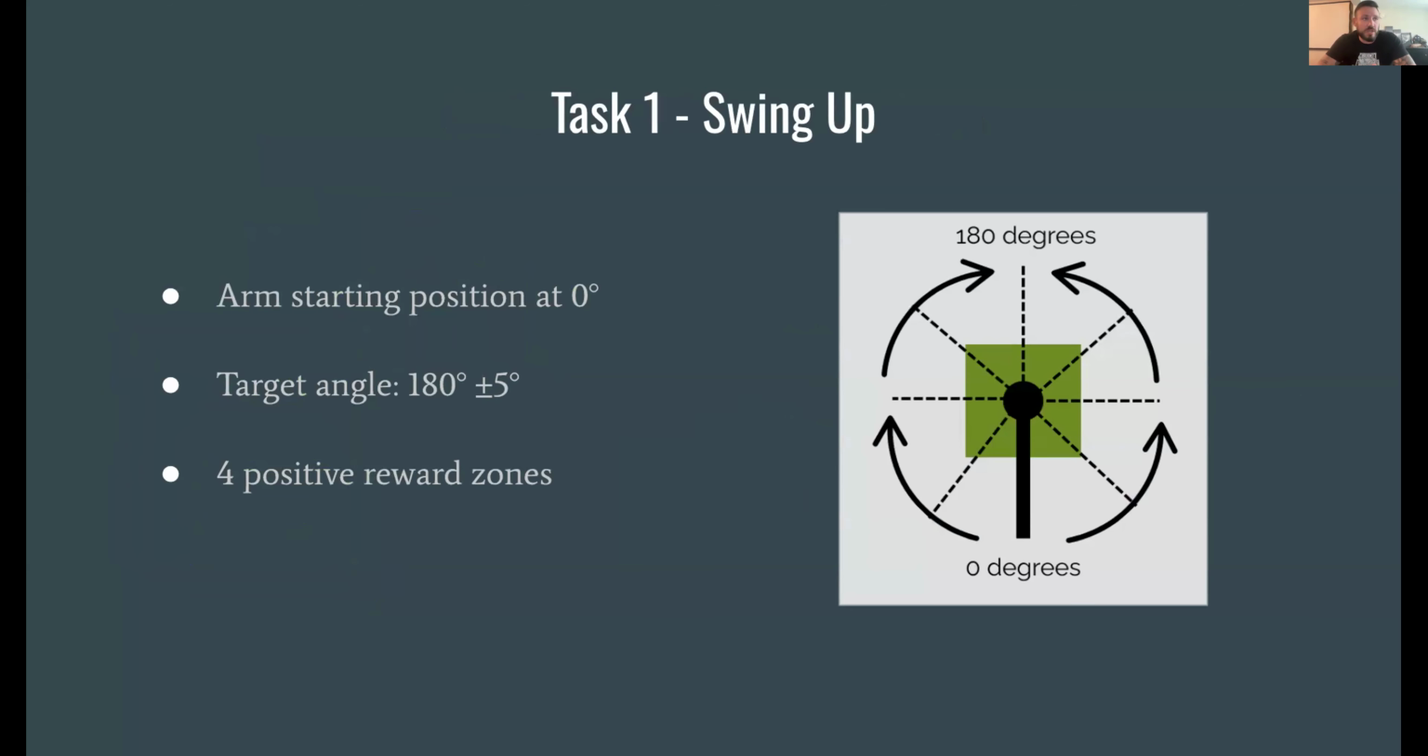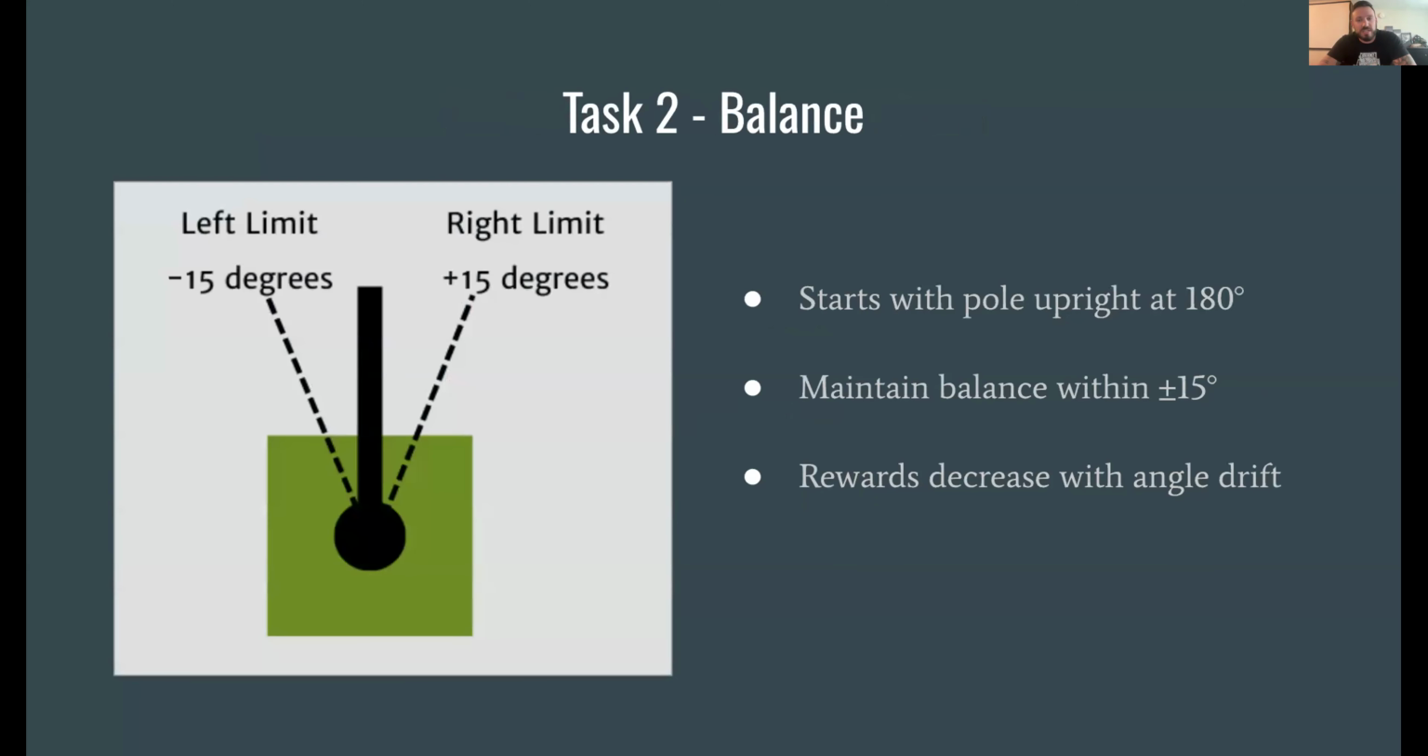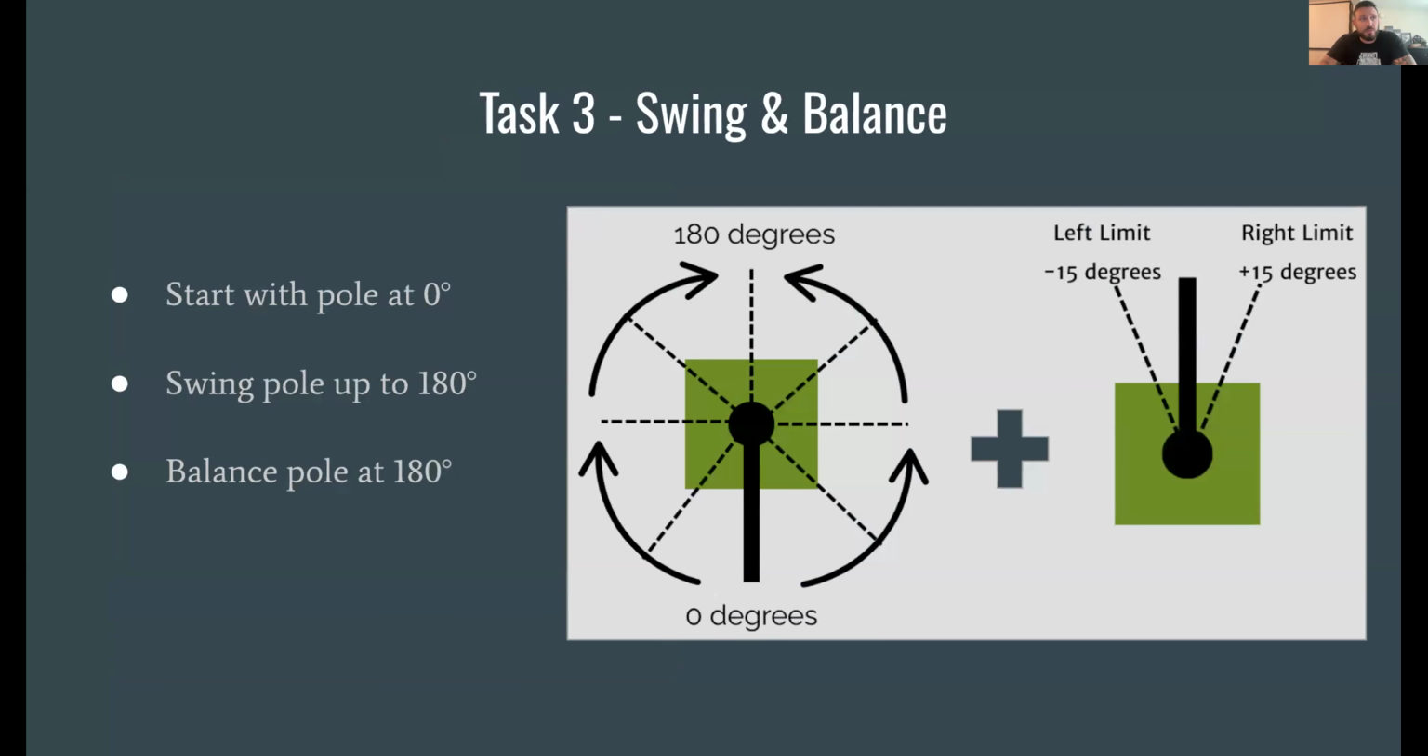For task 1, it's a simple swing up. It's going from your 0 degrees hanging down, and the idea is to swing the arm up to 180 degrees with a 5-degree standard deviation off of that for its success. For task 2, we balance the pole, so it would already be starting at the 180-degree position. And then the goal is to keep it within plus or minus 15 degrees from that 180-degree position. In task 3, we swing and balance, so it combines task 1 and task 2. So you have to start at 0 degrees, get up to 180 degrees, and then maintain that over time.